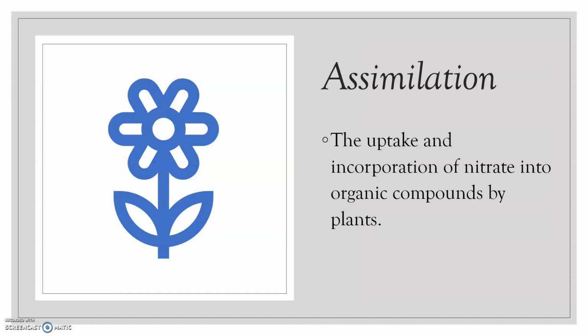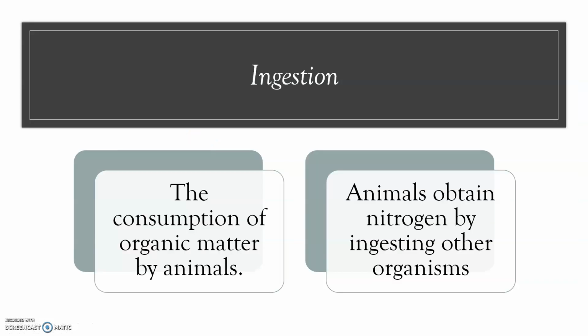Once nitrogen is in a usable form, it is taken up through the roots of plants and incorporated into organic compounds. This process is known as assimilation. Consumers cannot take nitrogen up from the soil. They must obtain their nitrogen from plants or other organisms. This process is called ingestion.